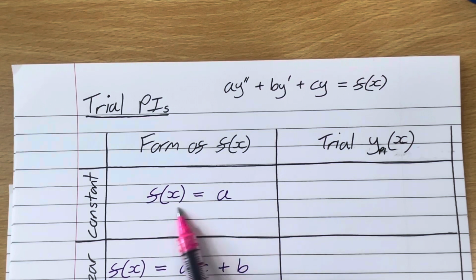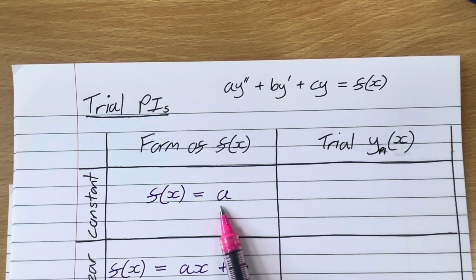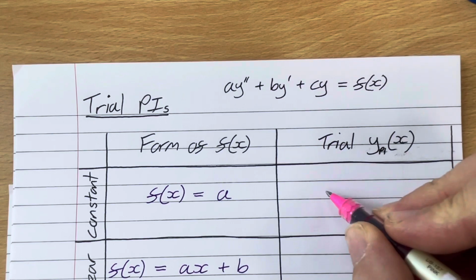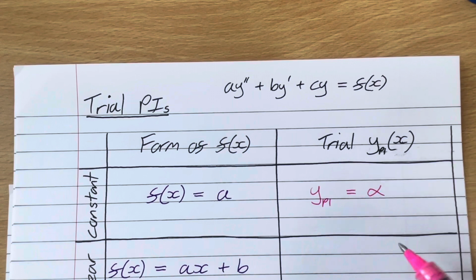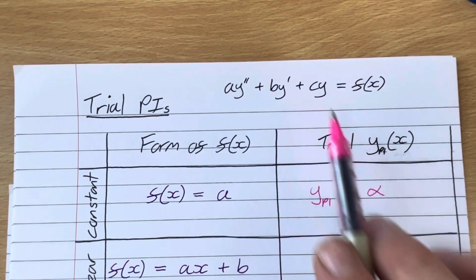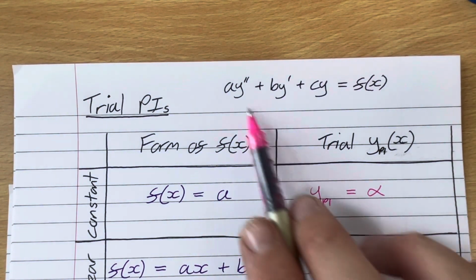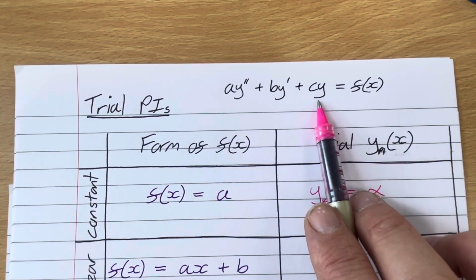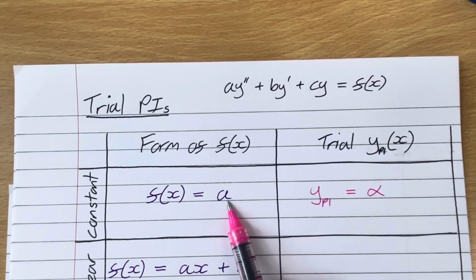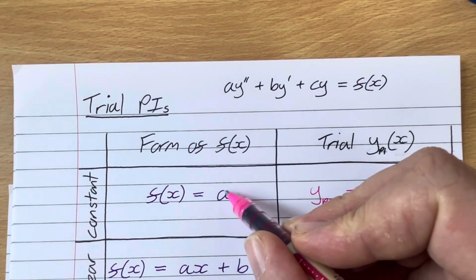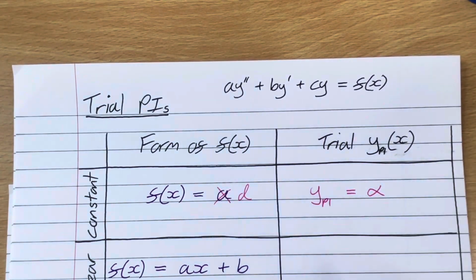If f of x is a constant, a given number in the question, then our trial PI, which I'm going to call ypi, is going to equal just some number, alpha. What I do with this is I take this definition and run it through the left-hand side of my differential equation. In this case, obviously the first and second derivatives will both be 0. Then that will allow me to find a numerical value for alpha, which depends on the numerical values of a and c. Actually, maybe I shouldn't have put a there because a was used up there. Maybe I should call that d.